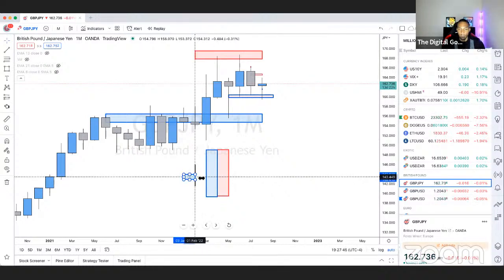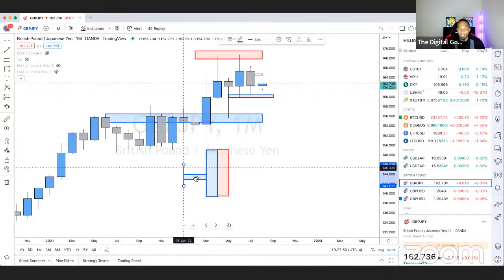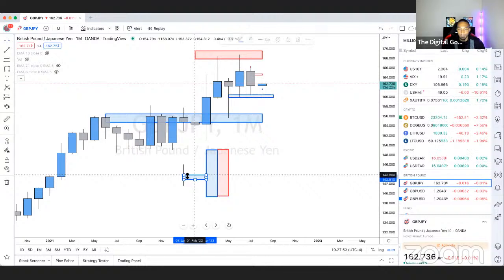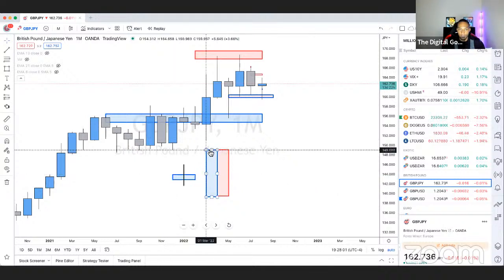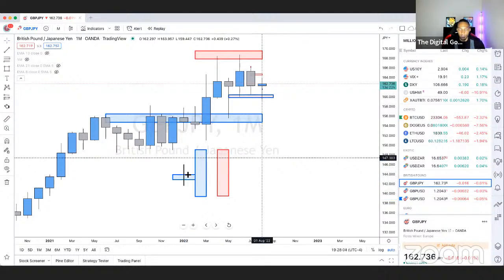This thing is not letting me. So this is my doji, right? Now let's go with that, right?